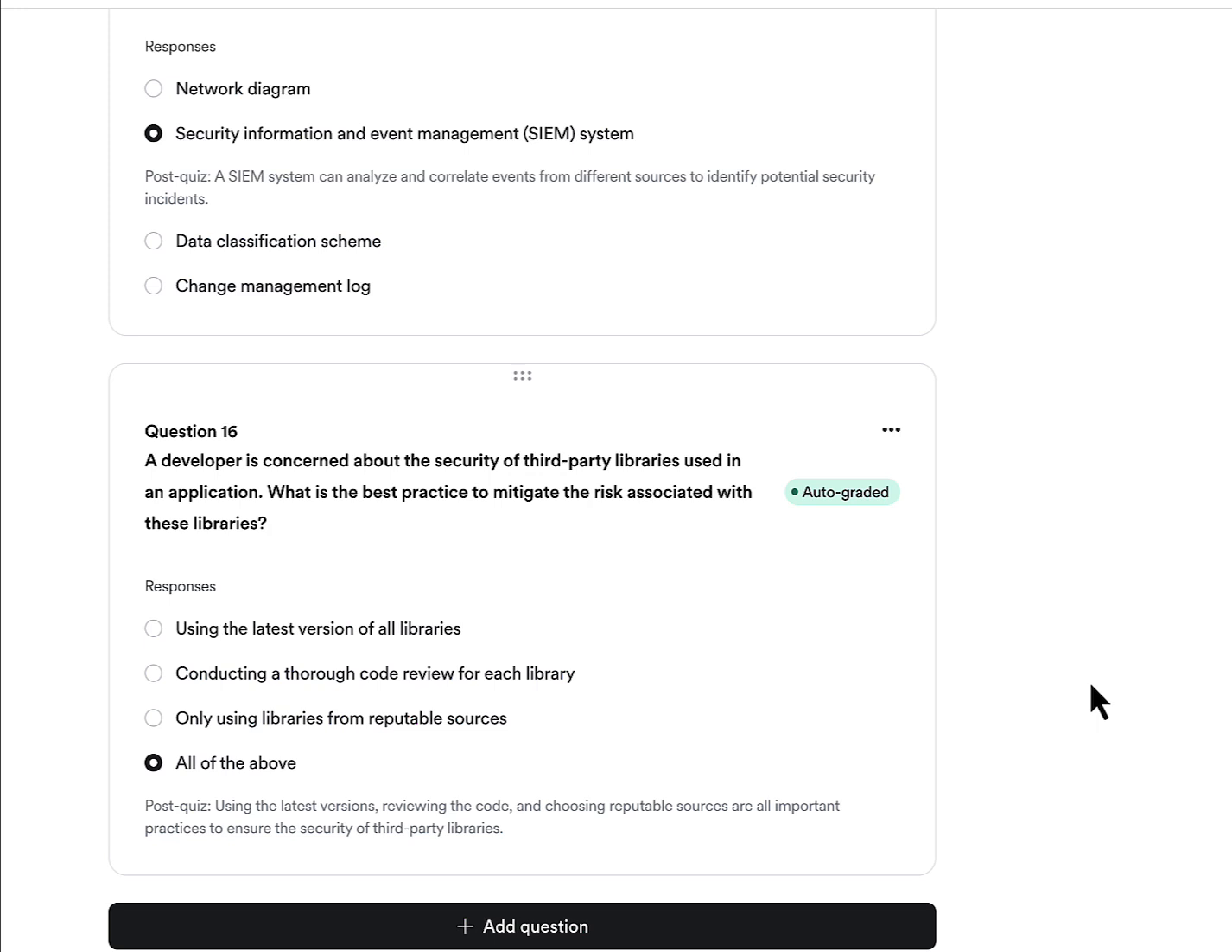So again, the third-party libraries used in an application, what is the best practice to mitigate the risk associated with these libraries? And the answer is D, all of the above. You want to use the latest version, right? You want the most up-to-date code. You want to conduct a thorough code review of each library, and then you use only libraries from reputable sources. Sometimes even the reputable sources have issues.